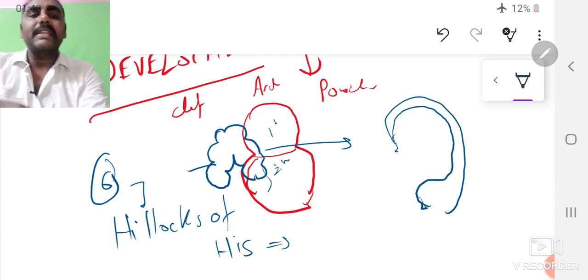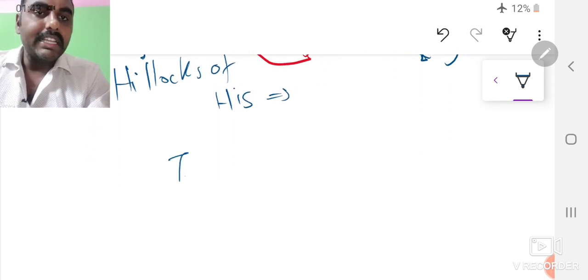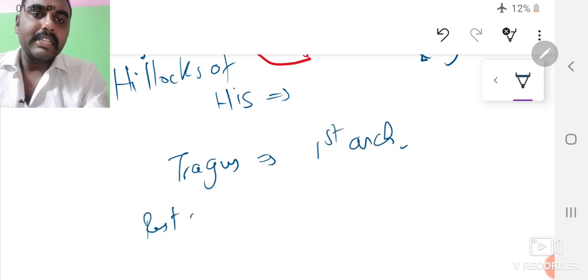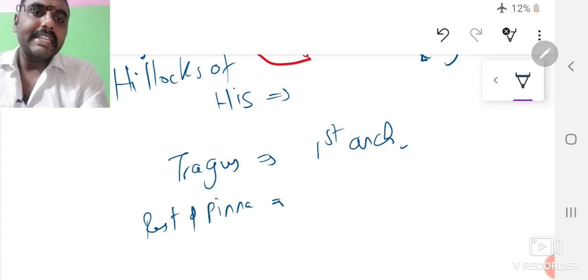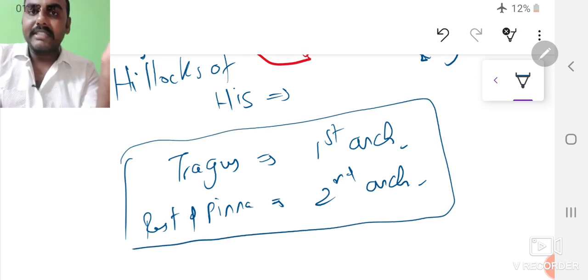Okay, this will turn into pinna at a later age. So one developmental point which we want to know is, it is only the tragus that arises from the first arch, the rest of the pinna arises from the second arch. Okay, so does the pinna attain a full size at birth?